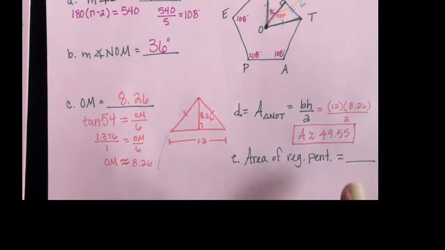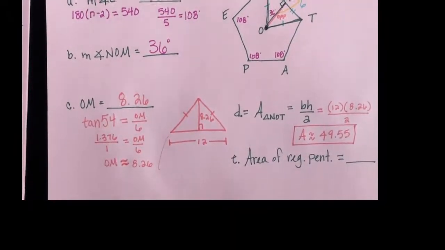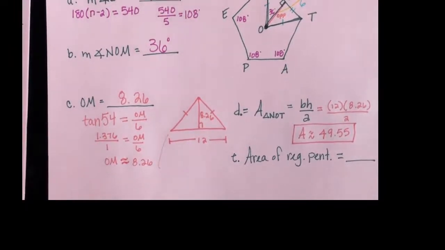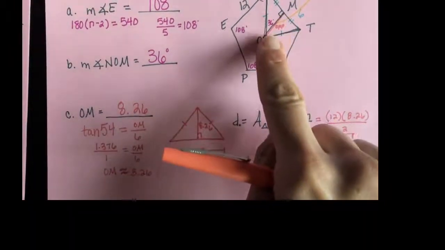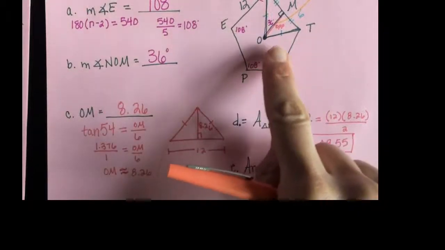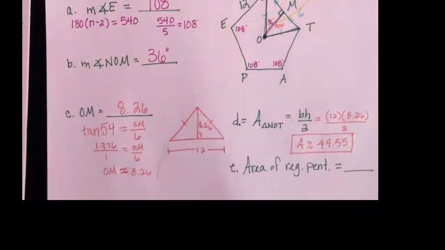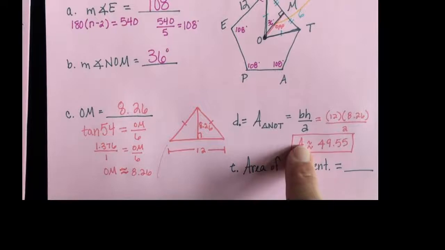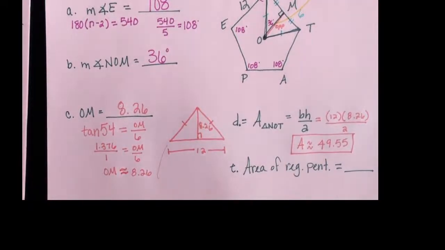It then asks for you to determine what the area of the entire pentagon is. Now I'm going to let you do that one, because what you should be able to tell is that we have 1, 2, 3, 4, 5 of the exact same triangles in there. So if you know the area of one, you should know the area of all of them.